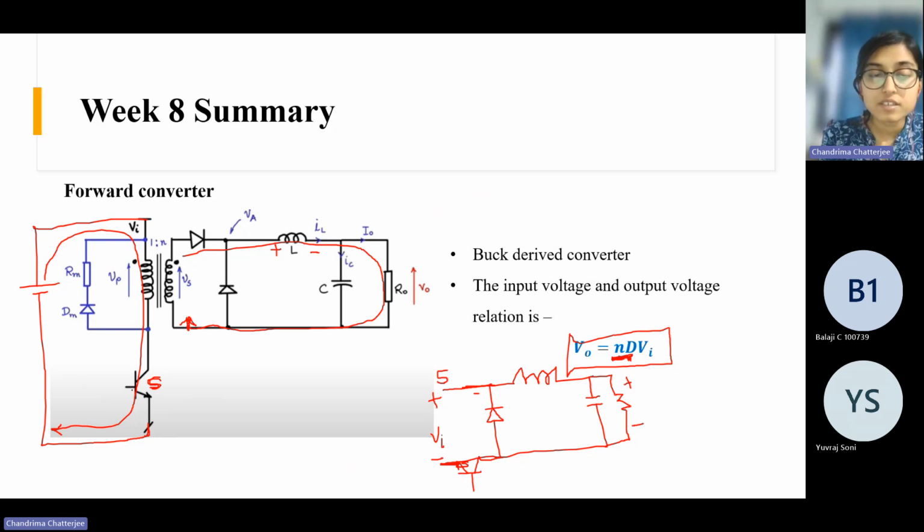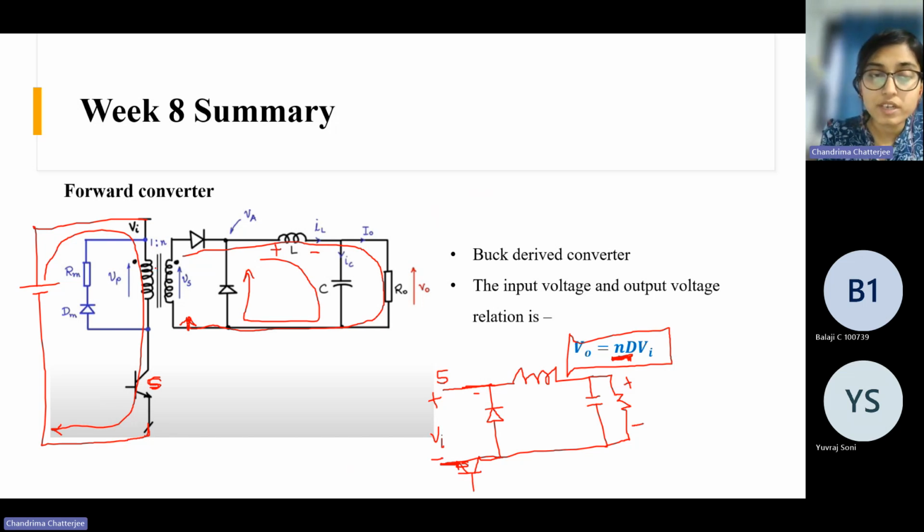And after the DTs period, when you turn off this switch, the inductor will freewheel. Then the current will flow like this through this diode. Now this diode will get forward biased. So the current will flow in this loop and the other diode will be reverse biased, so it will be open. That's how this converter operates.